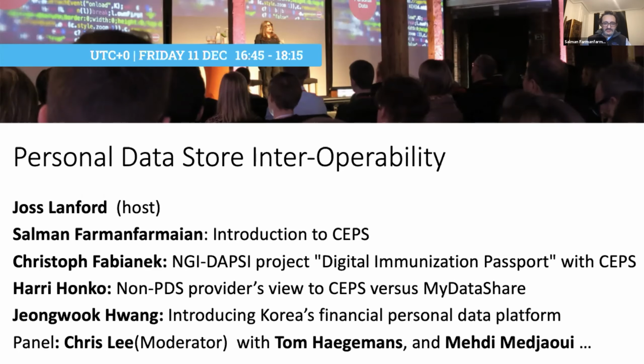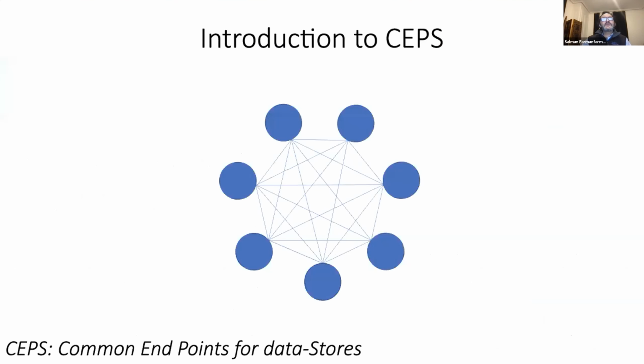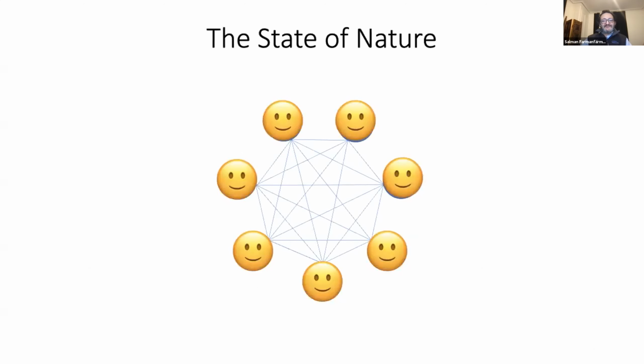Thank you, Joss, and hello, everyone. So this is an introduction to CEPS, which stands for Common Endpoints for Personal Data Stores. I'll try to explain that with some emoji animations and a little bit of historical context. You all know the web was first conceived as a network of peers where all the network nodes were just smiley emojis, all equals happily communicating with each other.